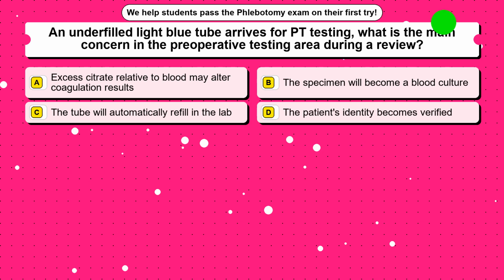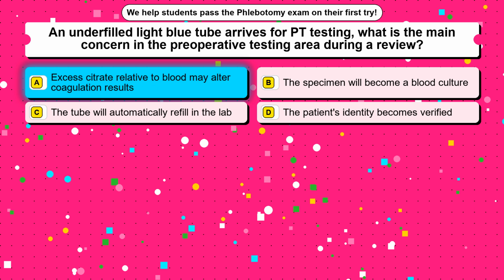Question 79. An underfilled light blue tube arrives for patient testing. What is the main concern in the preoperative testing area during a review? Option A, excess citrate relative to blood may alter coagulation results. Option B, the specimen will become a blood culture. Option C, the tube will automatically refill in the lab. Option D, the patient's identity becomes verified. The correct answer is option A.